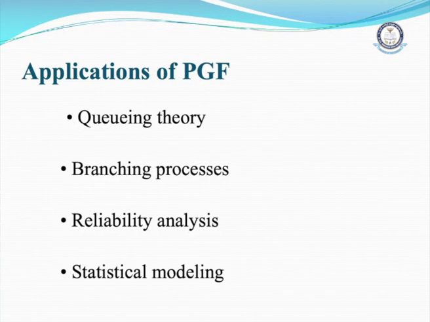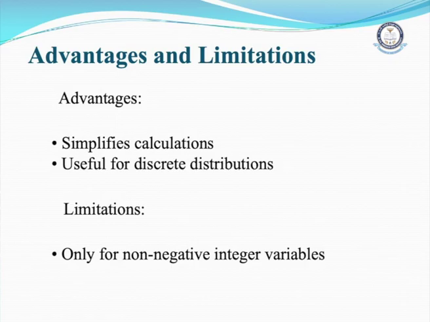Through using moments only we are finding this probability generating function. These are the applications of the probability generating function, where we apply it in queuing theory, branching process, reliability analysis and statistical modeling. Some of the advantages are that it is very simple and easy to calculate, and it is used for discrete purposes, and for mean and variance we use these functions. The limitation is that it is only for non-negative integer variables.